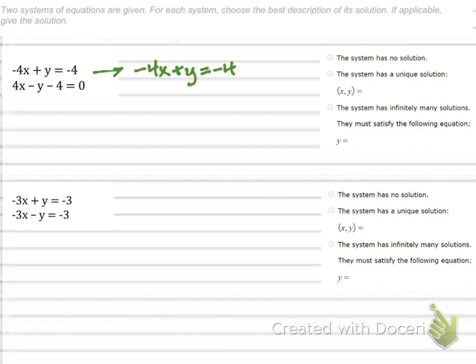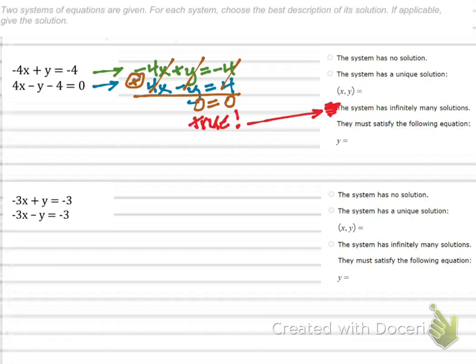And the first thing I'm going to do is rewrite the top one. I wrote it the same, right? And then I'm going to rewrite the second one in the same format so everything lines up. So I just moved that 4 to the other side. Now I'm ready to add them. And when I do, everything cancels and I'm left with 0 equals 0. That is a true statement, so the system has infinitely many solutions.